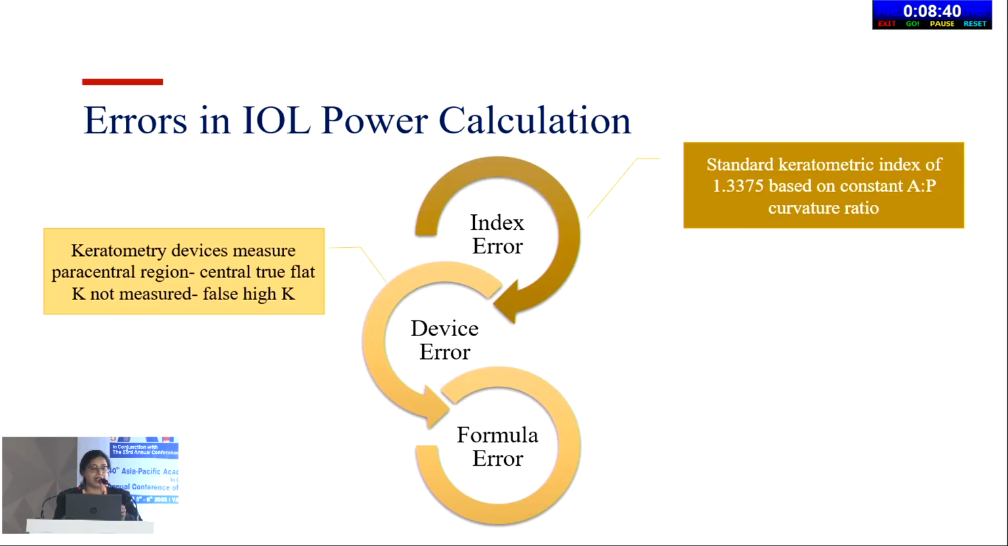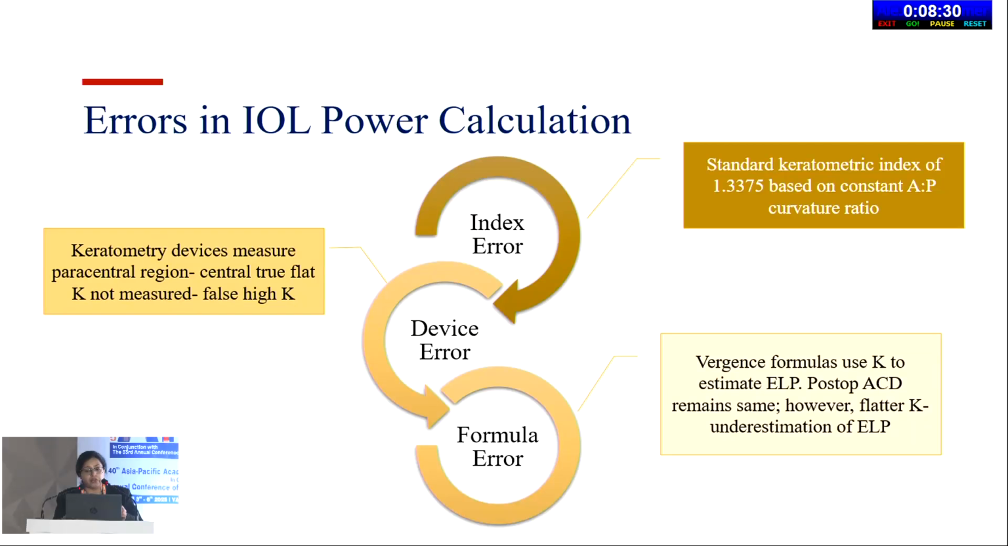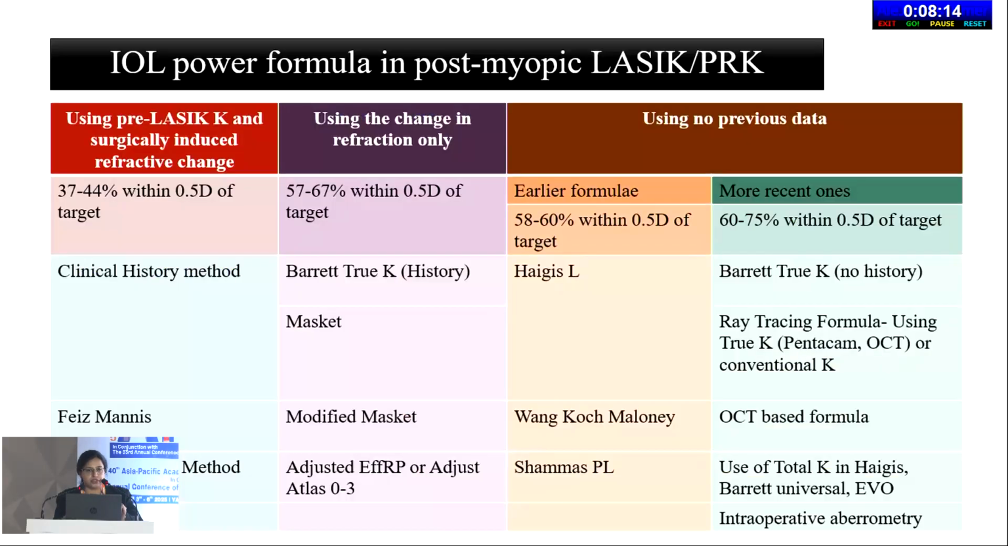Device error: the keratometry devices measure the paracentral region, 3 to 4 mm, and the central true flat K is not measured, so you get a false high keratometry. Formula error: the vergence formulas use keratometry to estimate the effective lens position. Postoperative anterior chamber depth after these corneal ablative procedures remains the same. However, the flatter K leads to an underestimation of the effective lens position.